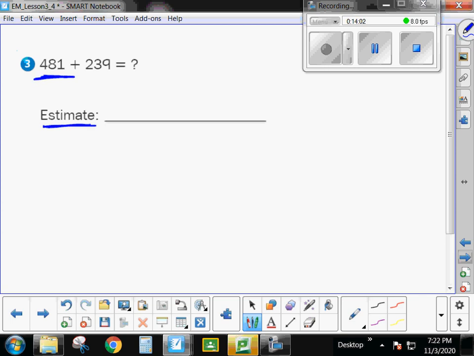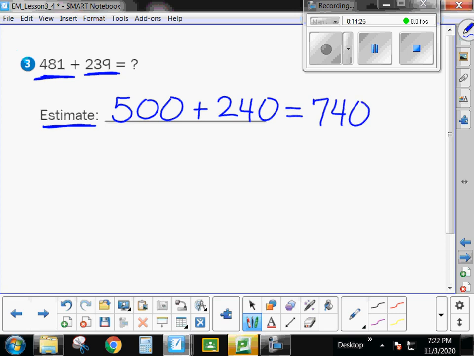I'm going to change 481 to an easy 500. It's close enough to 500. And I'm going to change 239 to 240. I like to change one of them to the nearest hundreds and one of them to the nearest tens sometimes. That's kind of my strategy. All right, 500 plus 240 is going to be 740.